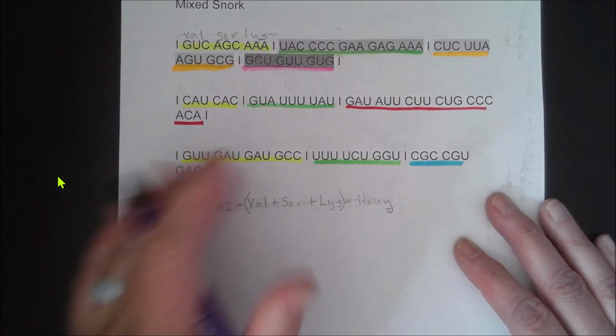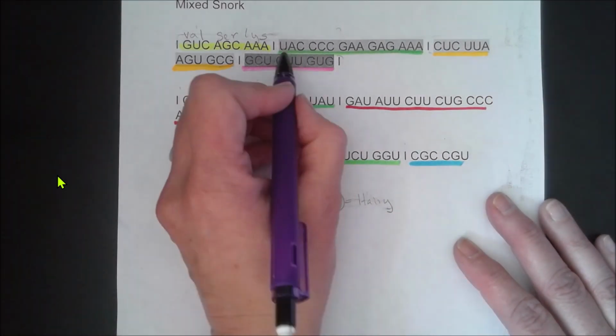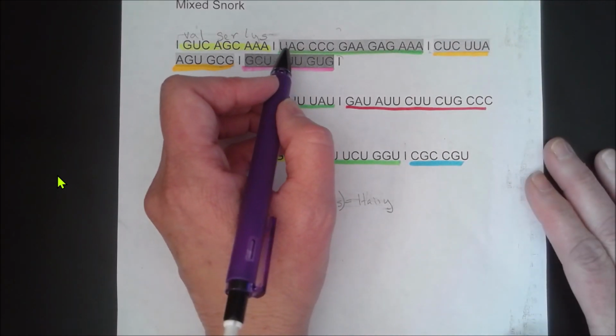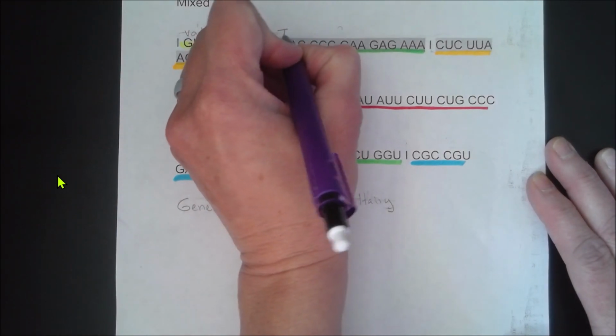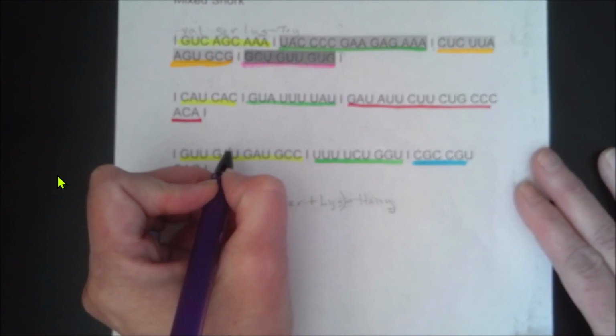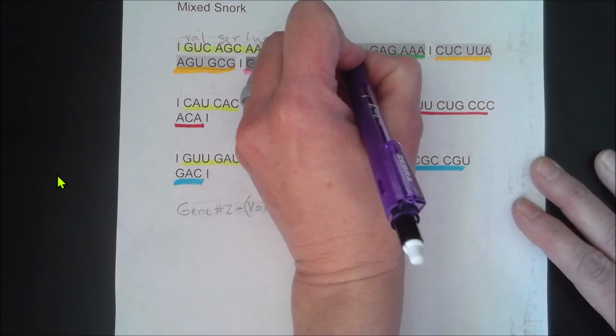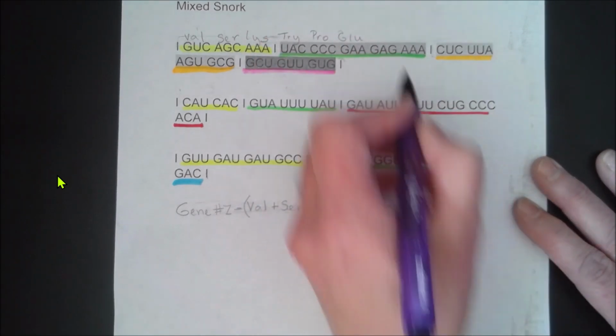Okay. So let's look at our second one, UAC. I'm not going to go through all of them, okay? Just showing you how to do this. UAC codes for TYR. CCC codes for PRO. Oops, sorry, it's fuzzy. Let me get that back. Okay. GAA codes for GLU, GAG, GLU, AAA, codes for LYS.